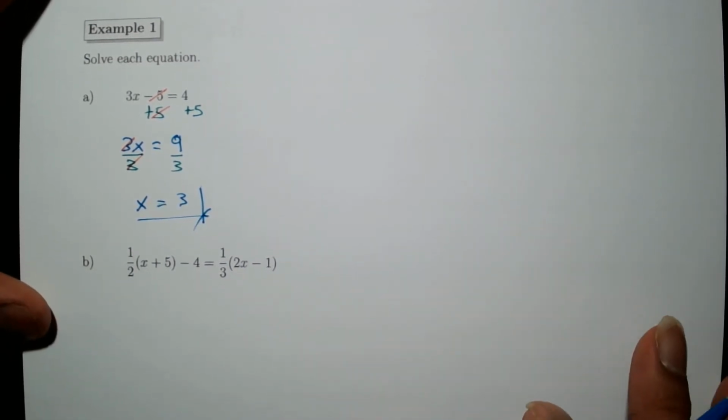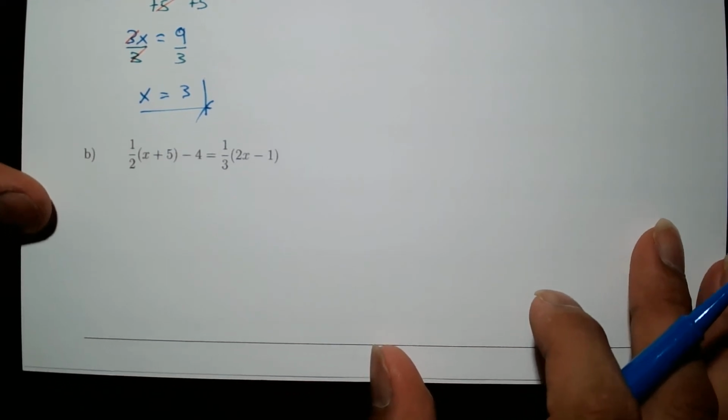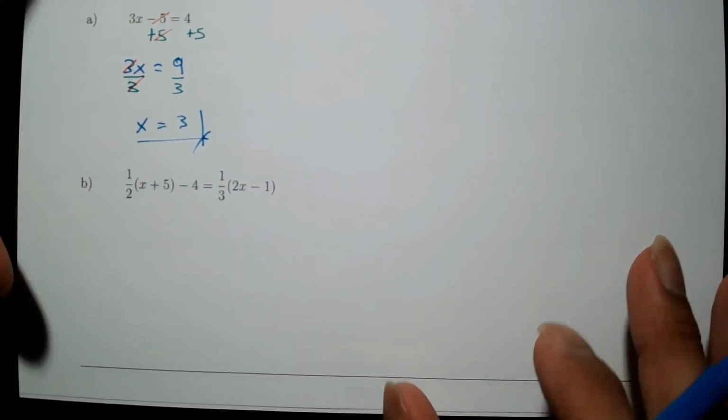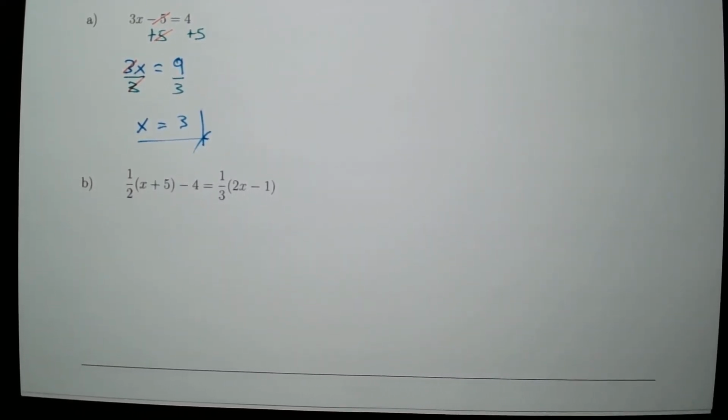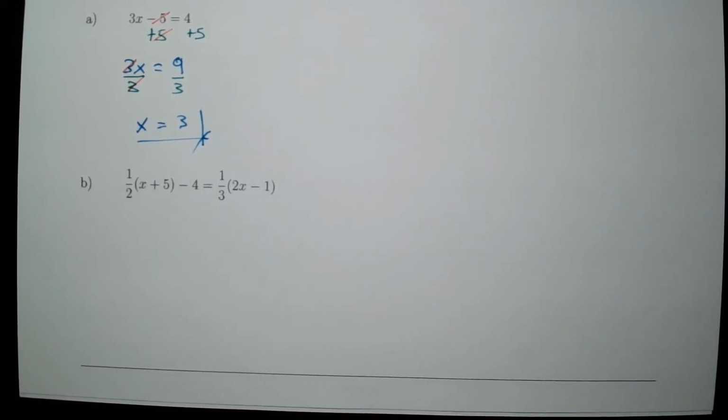Alright, let's look at another example. The first one was just a really simple example in which we reviewed the different properties applied when solving equations, which is adding the same quantity to both sides or subtracting depending on the case, and multiplying or dividing the same quantity on both sides.